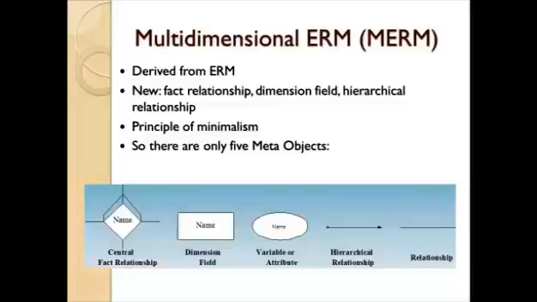But we try to keep it simple. So there are really only 5 meta objects as shown at the bottom of the screen. Again, you have a central fact relationship in an MERM model. You have also dimension field, variable or attribute, and then hierarchical relationship and relationship. So with those 5 objects, we can then construct a MERM model.